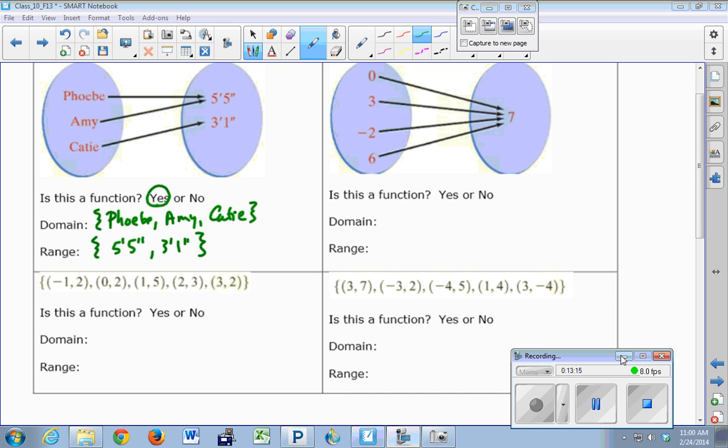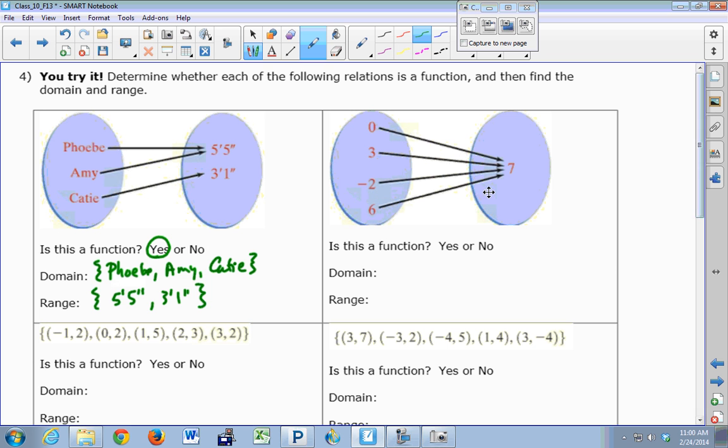Table number 2, would you tell me what you got for this second representation here? Is it a function? Yes, it's definitely a function, because each element of the domain goes to one and only one output. And what does the domain look like, CJ? All right. And what about the range? 7. All right, good. Any questions on that?